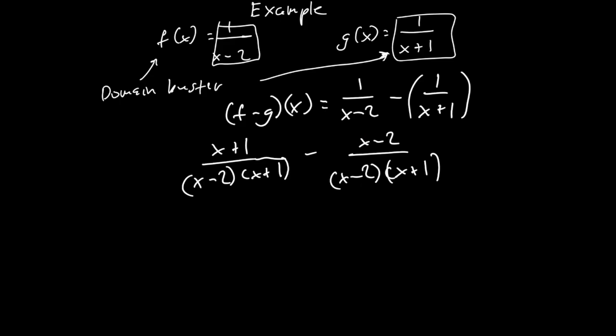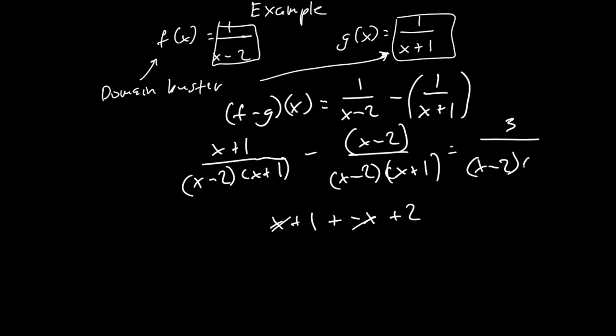And here we must put the parentheses so we can distribute the negative. So you have x plus 1 plus negative x plus 2. So now we just add, so you have x minus x is 0, that cancels out, and then 1 plus 2 is 3. So this equals 3 over x minus 2 times x plus 1, and this has the same domain as before because nothing changed in the denominator, where x does not equal 2 and negative 1.